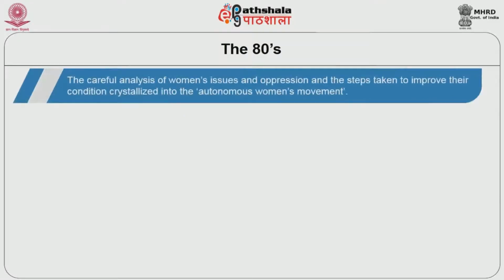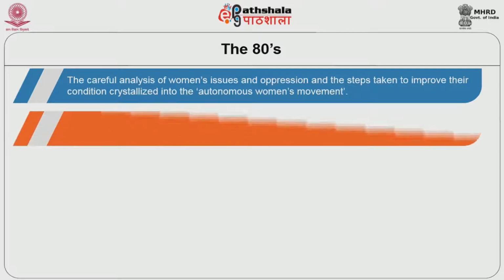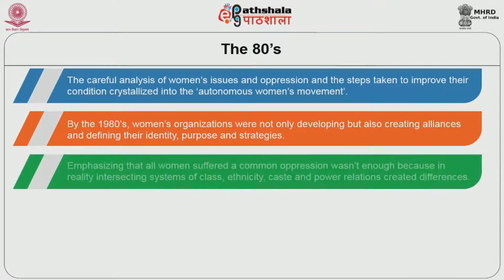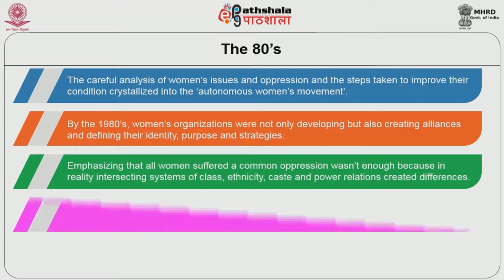Section 2. The 80s. The careful analysis of women's issues and oppression and the steps taken to improve their condition crystallized into the autonomous women's movement. By the 1980s, women's organizations were not only developing but also creating facilities and alliances and defining their identity, purpose and strategies. However, emphasizing that all women suffered a common oppression wasn't enough, because in reality intersecting systems of class, ethnicity, caste and power relations created differences.